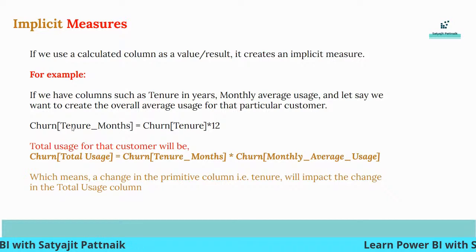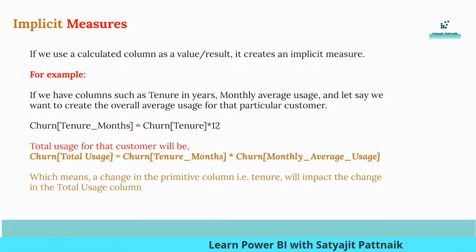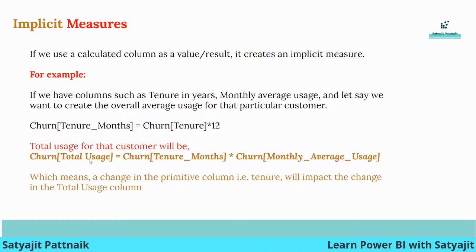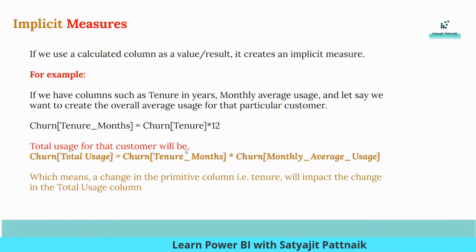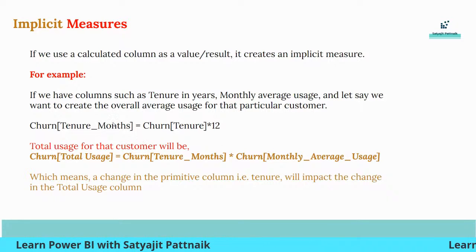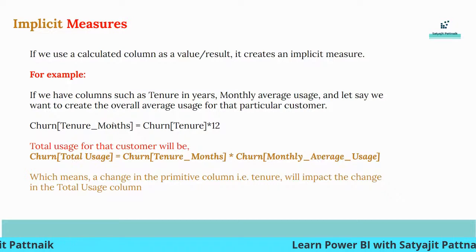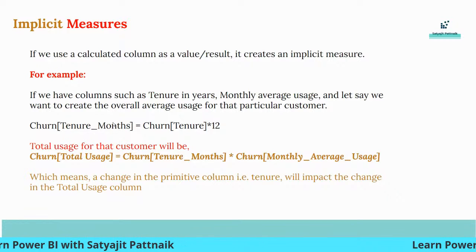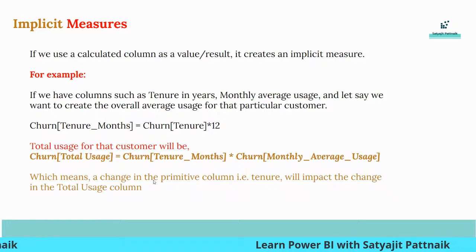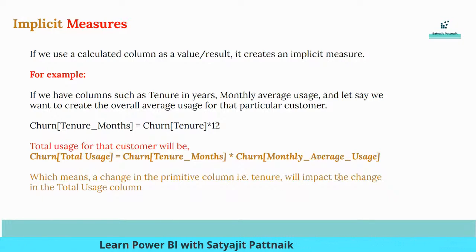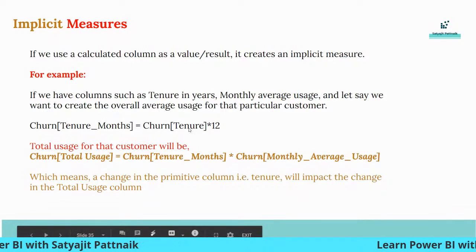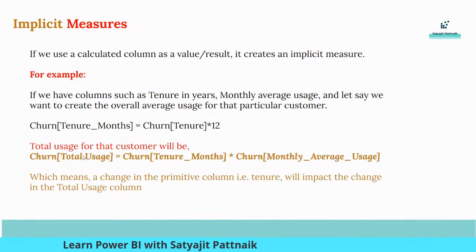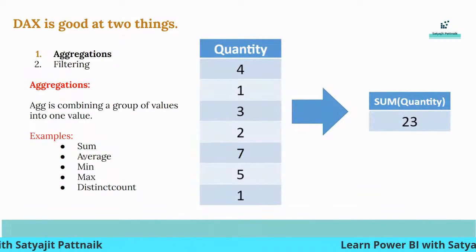I want to just create a new column, tenure months, which is tenure into 12. It's just a mathematical operation. Total usage is like, this is the table name, this is the column name, and it is equals to something into something, right? The basic information of what exactly implicit measures are is that if you are changing an underlying column, your ultimate measure is also getting changed. Which means a change in the primitive column, that is tenure, will impact the change in the total usage column. Because if tenure changes, tenure month changes. If tenure month changes, total usage also changes. Okay, this is basically the implicit measures.